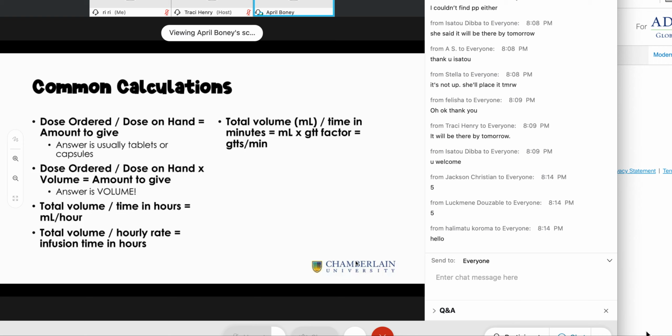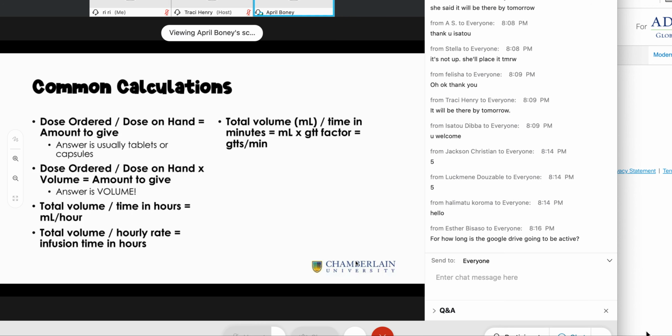And then we also have total volume in milliliters divided by time in minutes. Then you're going to multiply that times your drop factor, and that's how we're going to get drops per minute. Again, probably not mostly used in practice, but we do still see it tested. So we'll talk about that one. The other one I'm going to talk a little bit about at the end is pediatric safe dose and critical care math. Okay, so let's get started.